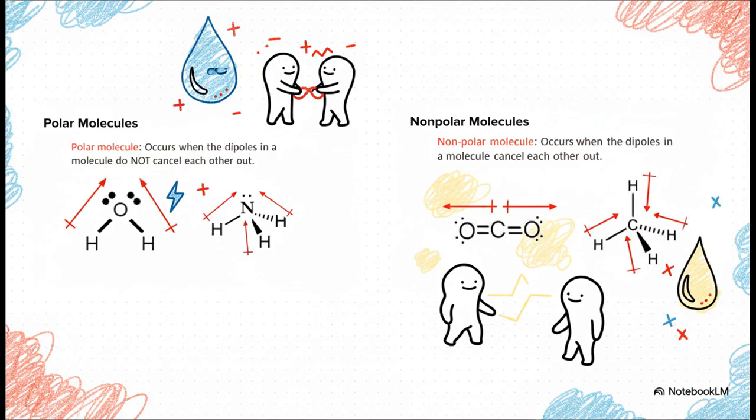Water is the perfect example. Because it has that famous bent shape, the poles don't cancel out. It has a definite negative side and a definite positive side. It is a very polar molecule. Now look at carbon dioxide. It's a straight line. The two poles are in opposite directions, so they perfectly cancel each other out. The molecule as a whole is nonpolar.